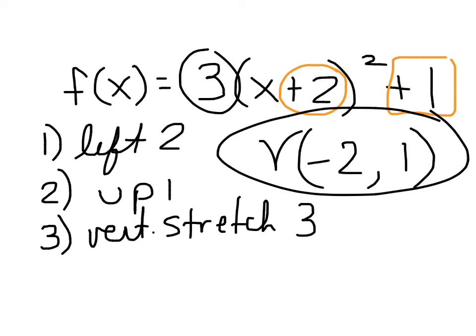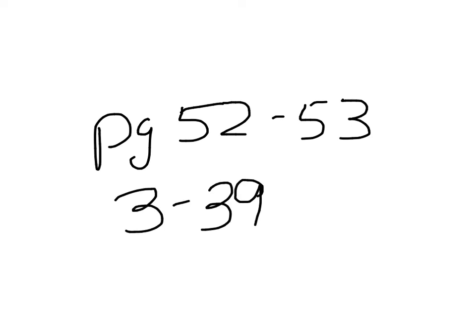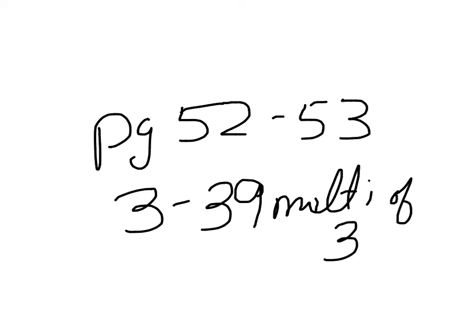Okay? Then 31 to 34 says write the rule. Okay, so that's where those big ones that you guys didn't really like. And then 35 to 40 is matching again. All right. So on page 52 to 53, 3 to 39, multiples of 3. So again, that means you start at number 3, then you go to 6, and then 9, and so on.